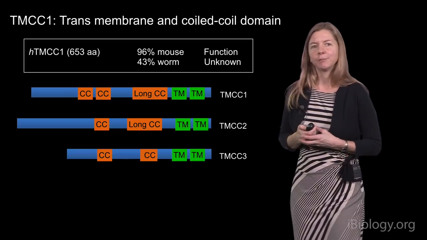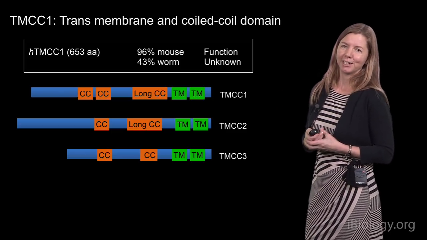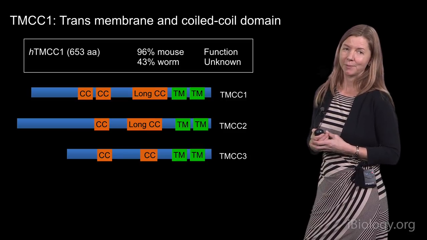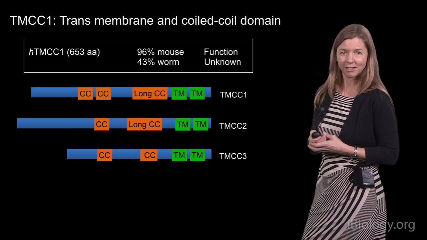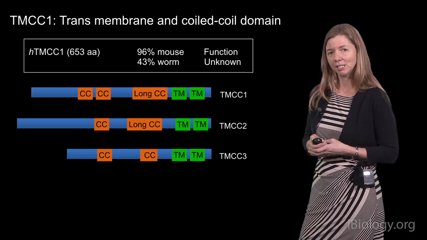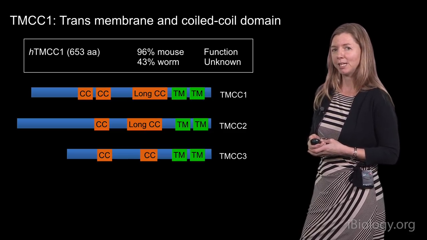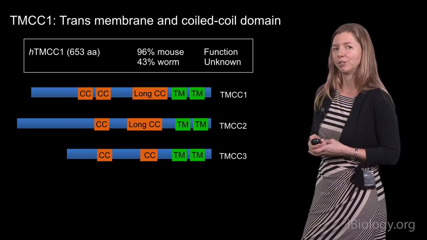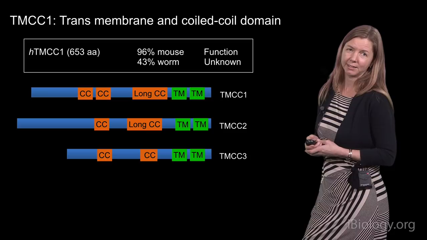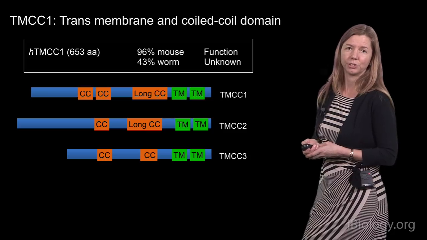This protein is TMCC1, transmembrane and coiled-coil domain containing protein. And there are three paralogs in animal cells, TMCC1 through 3. They're all ER membrane proteins. They all have two transmembrane domains at their C-terminus that anchor them to the ER membrane. And then in their N-terminus cytosolic domain, they have multiple coiled-coil domains.